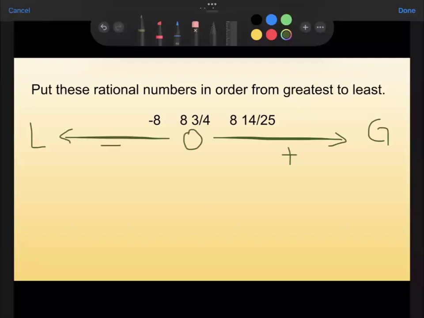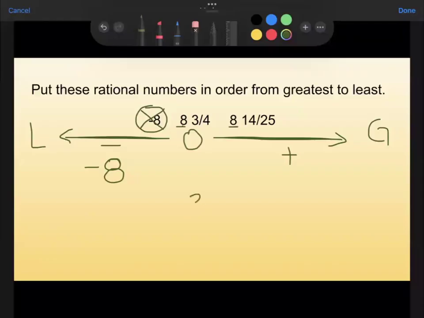So looking at the numbers that I have, I only see one negative number, and that's negative 8. So that has to go on this side of the 0. And then I can cross it off just because I know I'm done with it. Now I have to compare 8 3/4 and 8 14/25, which is kind of tough to do because they are mixed numbers that have the same whole number. So that doesn't help us compare. We're really comparing the fractions is what we're doing.